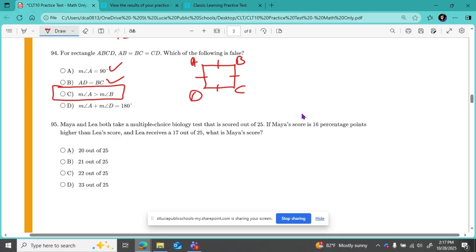And measure of angle A plus measure of angle D equals 180 degrees. That's true. 90 plus 90 makes 180.